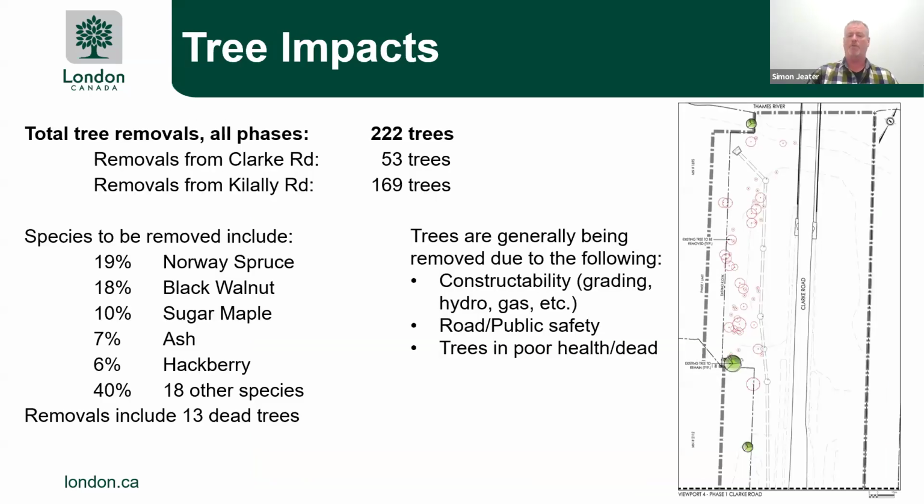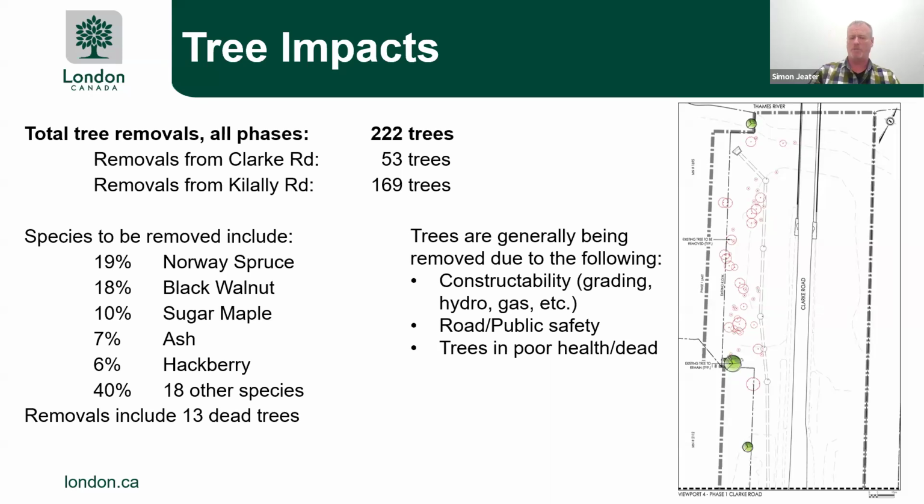As part of the project, there's a number of trees that do have to come down, a total of 222 trees. They do range in size. A lot of them along this section are quite small, which is definitely a benefit. We're not losing as many of the larger trees. Along Clark Road, we're losing about 53 trees, and you can see it in this image. It's basically to allow us to get the new outlet structure down towards the Thames River, which is this line that you can see running north-south along here to the new outfall structure. Along Kilally Road, we're looking at about 169 trees that have to be removed.